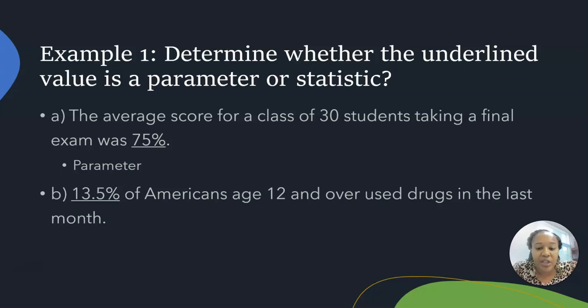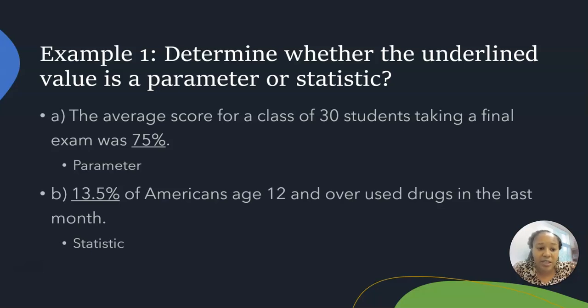13.5% of Americans aged 12 and over used drugs in the last month. Okay. 13.5% is our value that we're looking at, and we want to know, is that a parameter or a statistic? If you said statistic, then you are correct, okay?